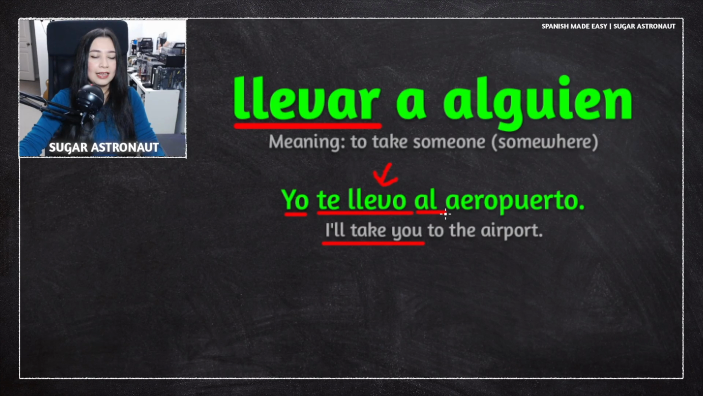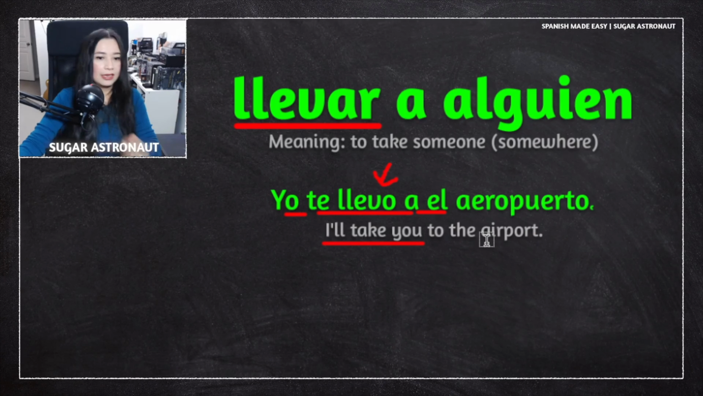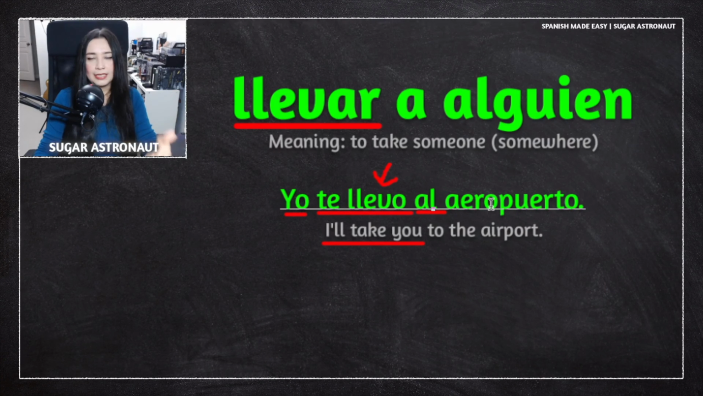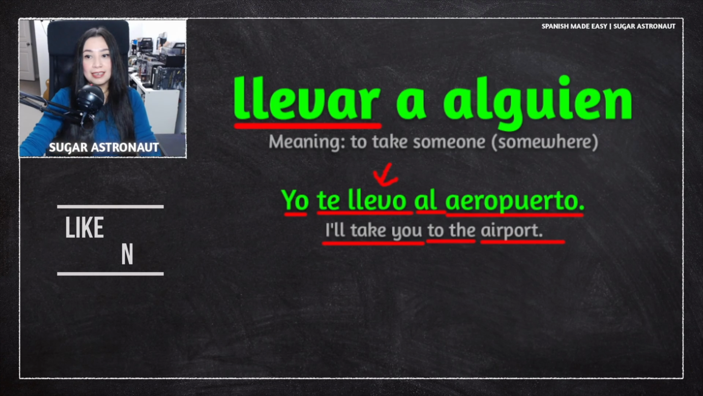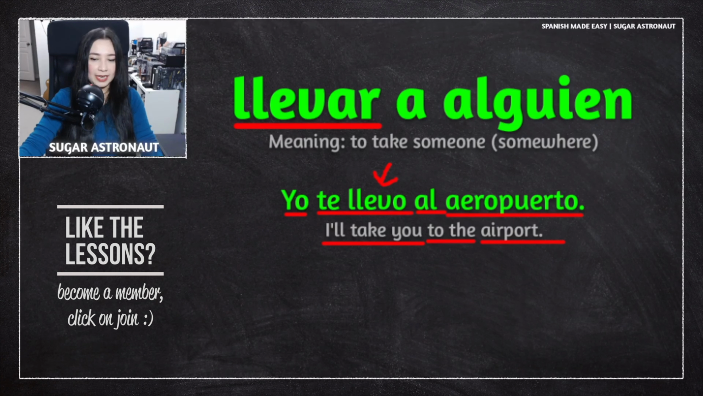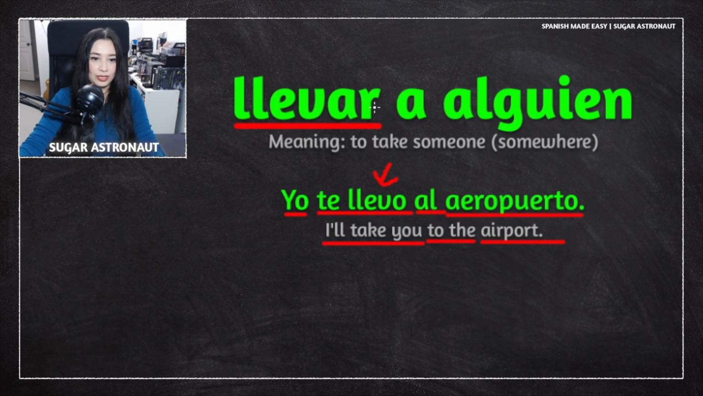Al, remember, al is the mix of two words, a él, and that means to the. We don't have a él in Spanish. We have al, and that means to the. Aeropuerto means airport. So that is an interesting, common phrase in Spanish, and we use llevar a.